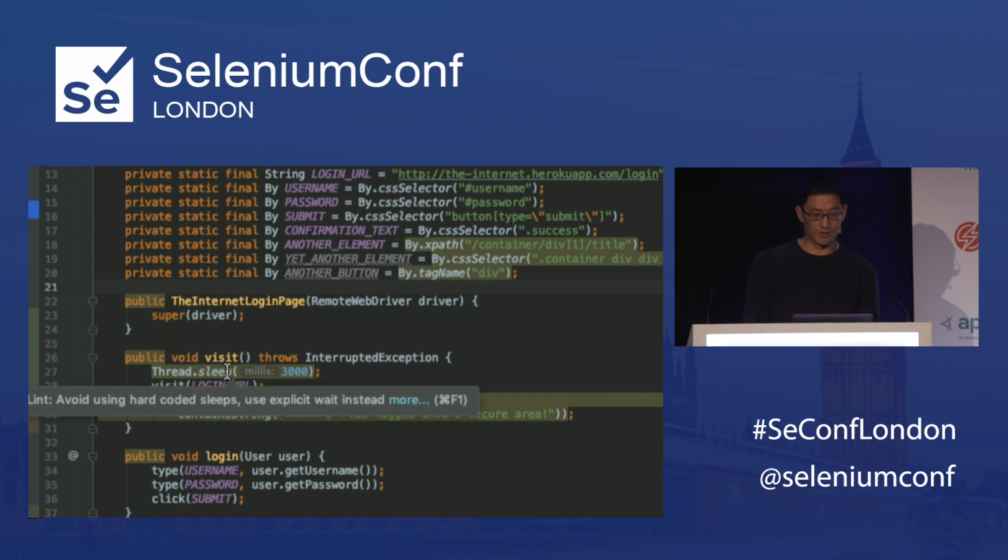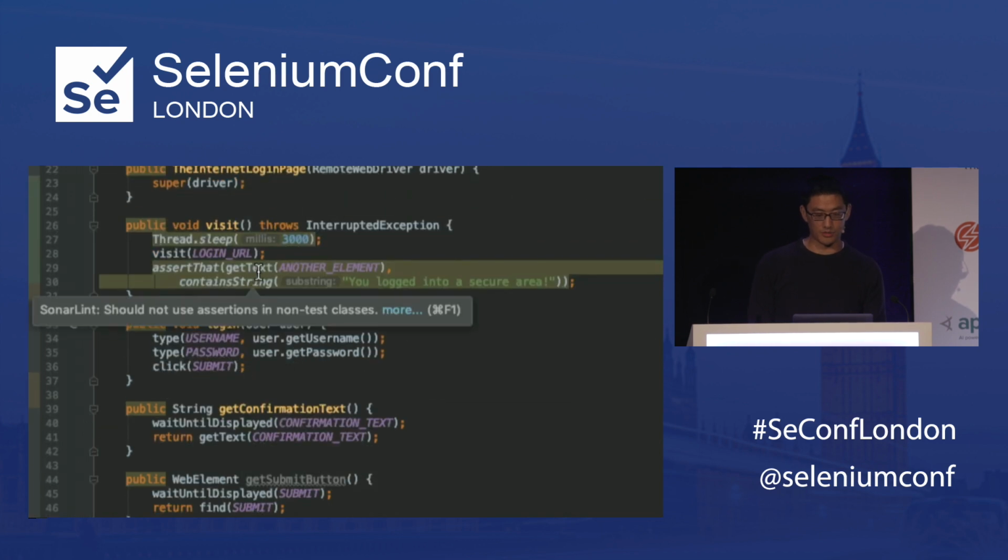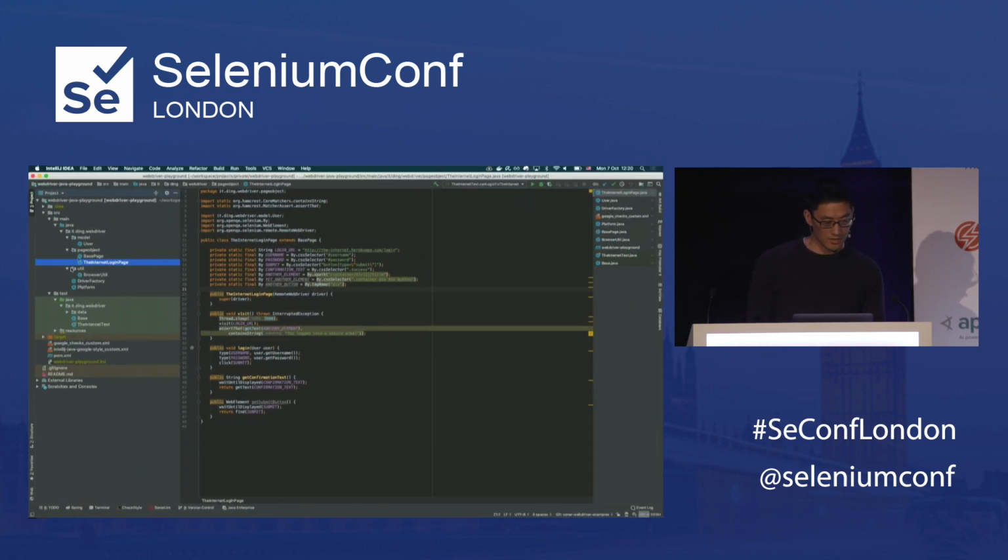So here I have a hard sleep, so it will scan that as well. And here I have an assertion in a non-test class. This is a page object that should not contain an assertion. So that's pretty nice.